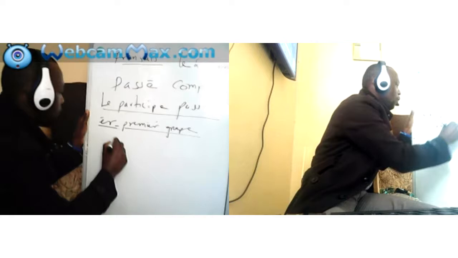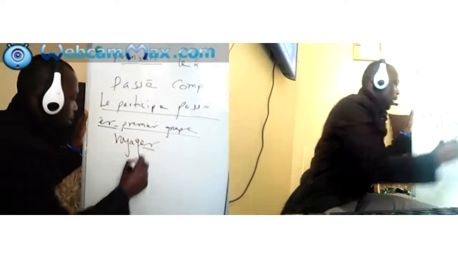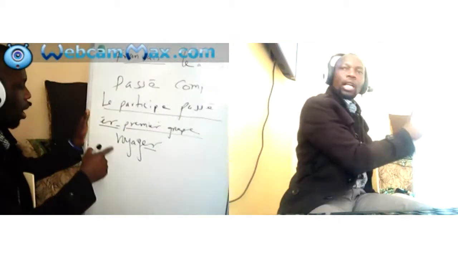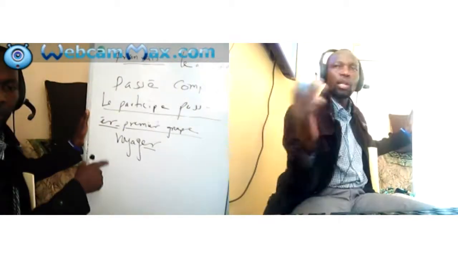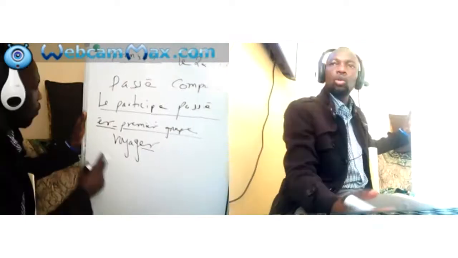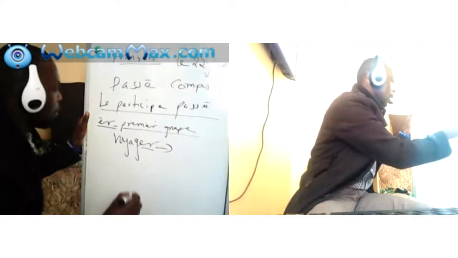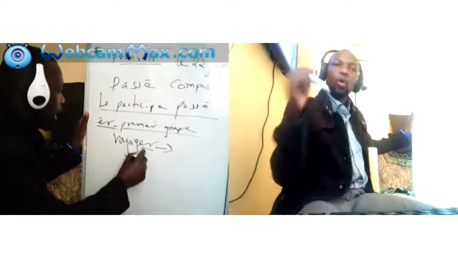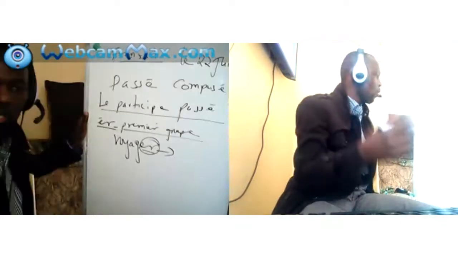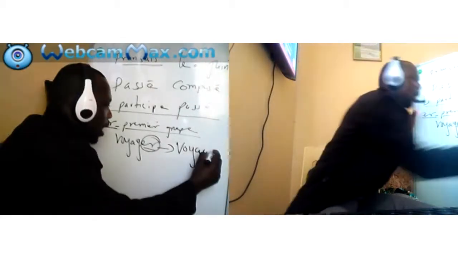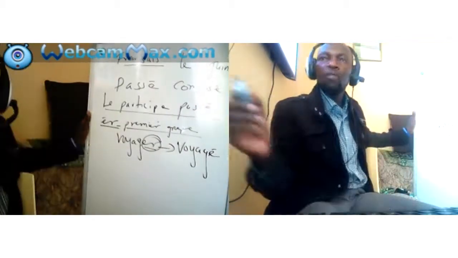For example, take the verb voyager. All first group verbs are verbs ending in ER except the verb aller, of course, which behaves differently when it comes to the formation of the past participle. So please, I want you to follow. Voyager is to travel. For the past participle of this verb, you replace the ER with E accent aigu. So the past participle, le participe passé, pour le verbe voyager, c'est ça: voyagé, with E accent aigu, which I believe you can see.